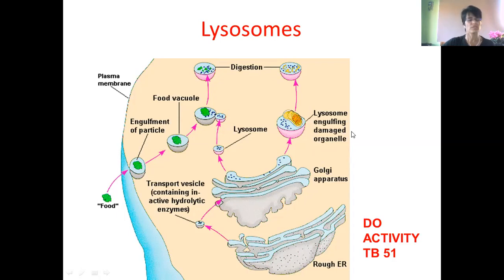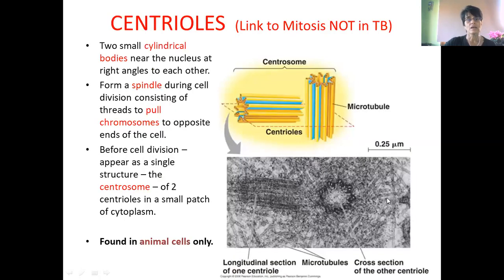Okay, and you can do the activity on page 51 regarding animal cells. Okay, then the last structure. We have discussed this already. In the cytoplasm, there are two cylindrical bodies near the nucleus at right angles to one another. They're not really well understood. Scientists know what their structure is, but they're not really well understood in how they work. They form what we call spindle fibers during cell division, mitosis, and they help to pull the chromosomes apart. I'll show you on the next slide.